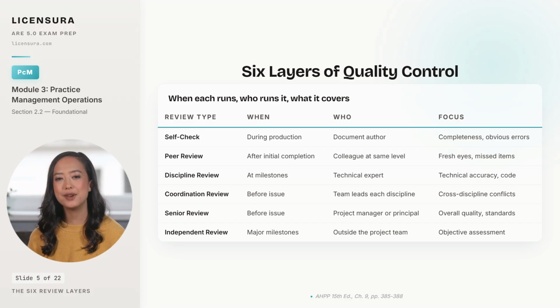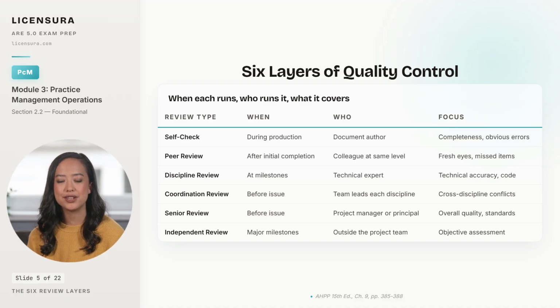Discipline review happens at project milestones, performed by a technical expert in that specific area, and covers technical accuracy and code compliance, the kind of error that requires deep subject matter knowledge to spot. Coordination review happens before the set issues, performed by team leads from each discipline together, and covers cross-discipline conflicts where one trade's work collides with another's.